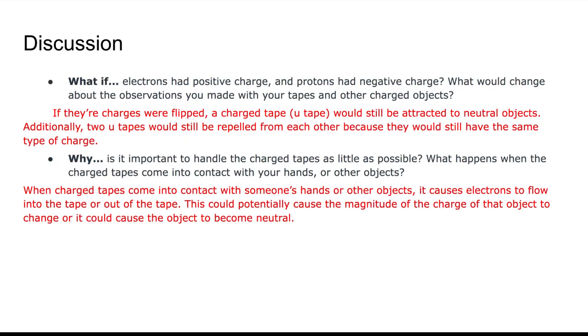And so the answer to the first question would be, their charges were flipped. A charged tape would still be attracted to neutral objects. Additionally, two U-tapes would still be repelled from each other because they would still have the same type of charge. And the answer to the second question would be, when charged tapes come into contact with someone's hands or other objects, it causes the electrons to flow into the tape or out of the tape. This could potentially cause the magnitude of the charge of that object to change, or it could cause the object to become neutral.